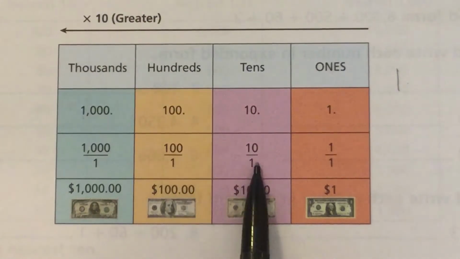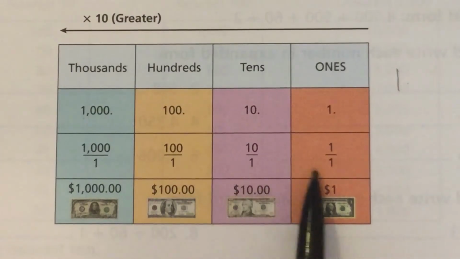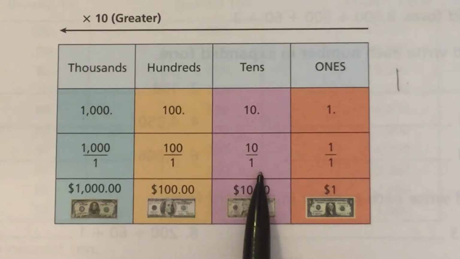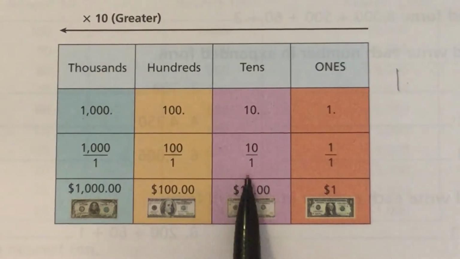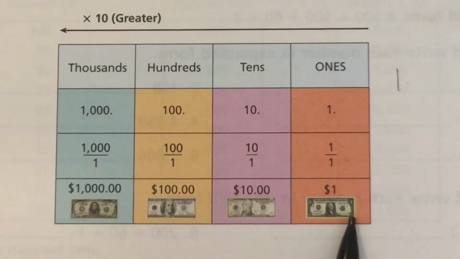Now in the second row, they've shown the number written as a fraction. We're not going to worry too much about this right now, but just notice that if I was going to write the number 10 as a fraction, it would be 10 over 1, 100 over 1, 1,000 over 1, and of course 1 over 1. And then you can see pictures of the money that represents this.